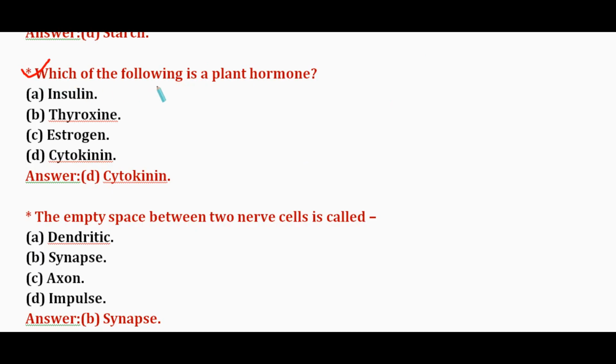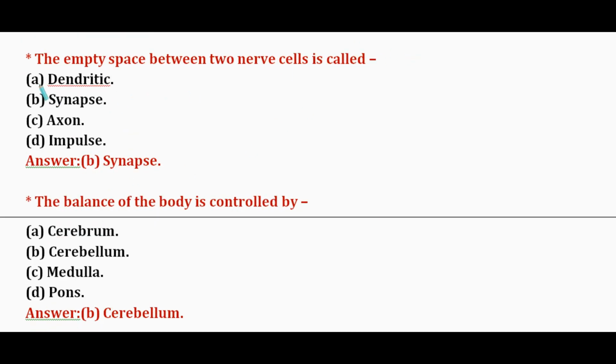Which of the following is a plant hormone? Insulin, thyroxine, estrogen, cytokinin. The correct answer is cytokinin. Next, the question: the empty space between two nerve cells is called dendritic, synapse, axon, impulse. The correct option is synapse.